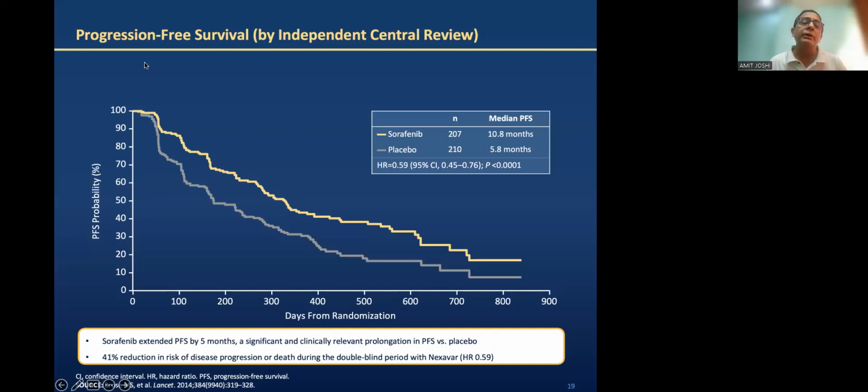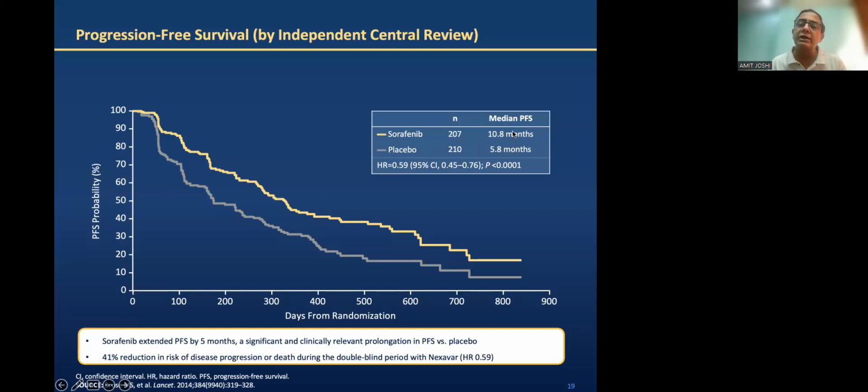This slide shows the progression-free survival by independent review. Patients who received sorafenib, the solid yellow line, and the light yellow line for placebo. Patients who received sorafenib had better disease control. If you see the median PFS, that means in 50% of the patients, the disease remained controlled for 11 months, compared to the patients who received placebo.